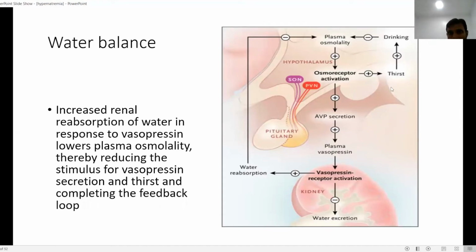In this diagram, you can see if the plasma osmolarity increases, there is positive feedback of receptor activation in the hypothalamus that will cause arginine vasopressin or ADH secretion and increase in the level of plasma vasopressin. This vasopressin causes the activation of the receptors in the kidneys and it causes reabsorption of the water and inhibition of water excretion. It will lead to decrease in the plasma osmolarity and the loop is completed. And even the osmoreceptor activation will cause increase in the thirst that will lead to drinking of water that will also cause the plasma osmolarity to decrease.